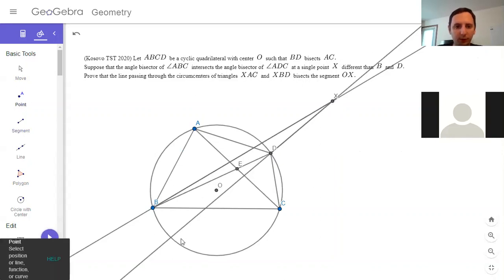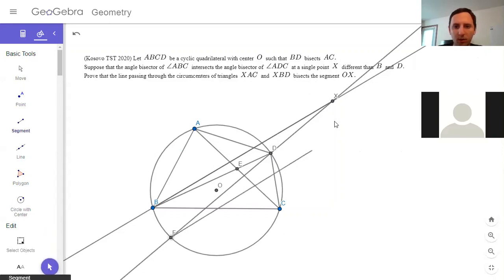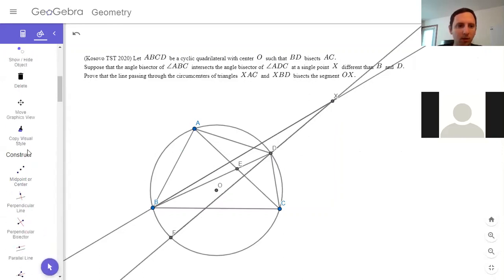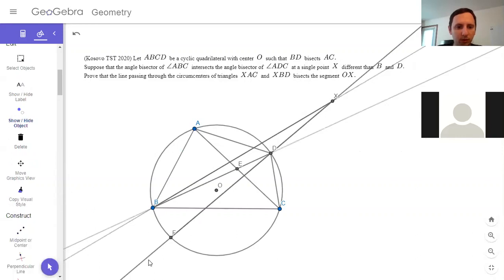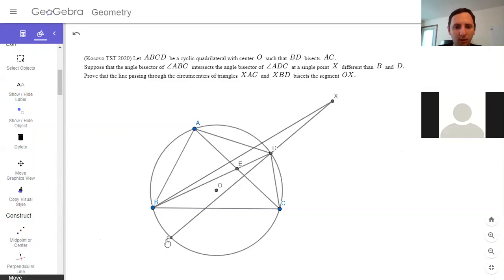You know what? I'm just going to draw. Let me do this. All right. We want to prove that the line passing through the circumcenters of XAC and XBD bisects OX. Okay.